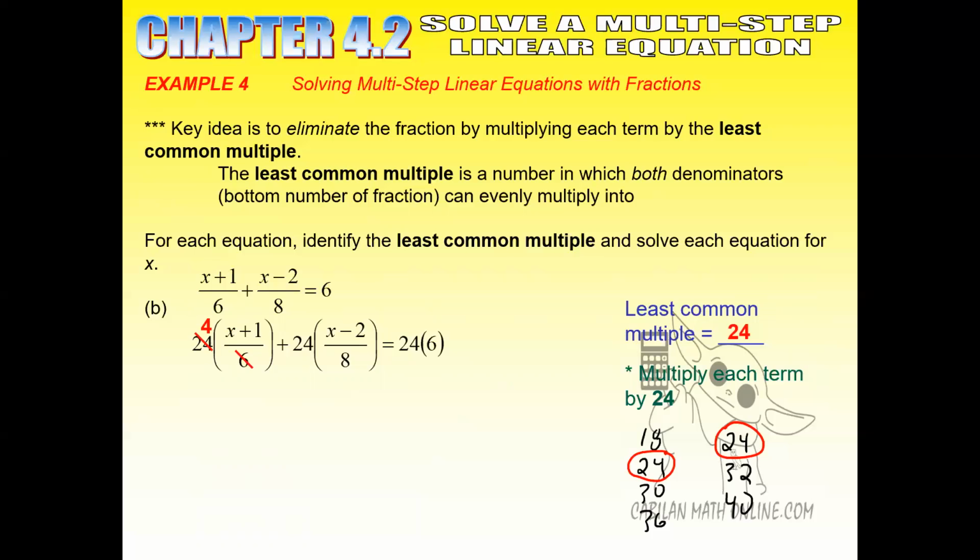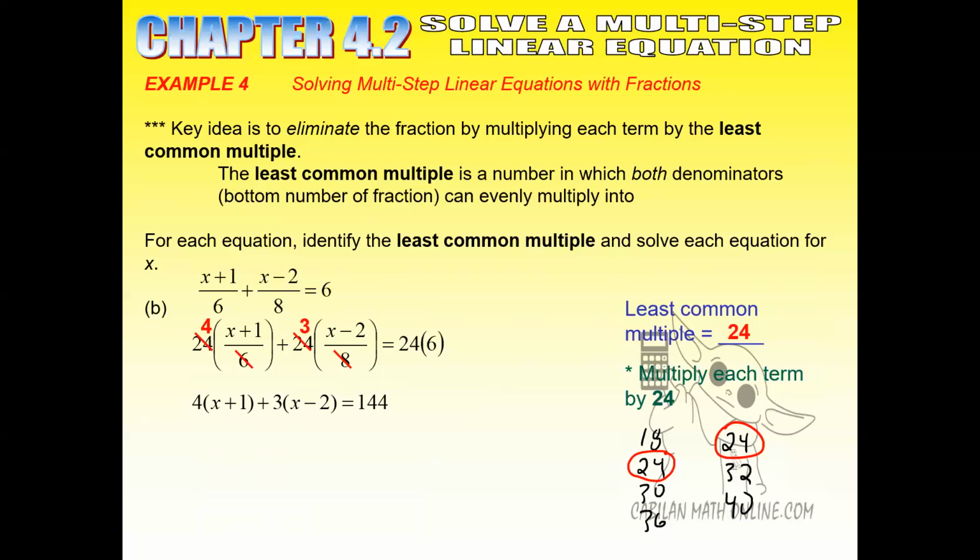When I multiply the 24 to the second fraction, the 24 and the 8 cancel out, and the number that goes in front is 24 divided by 8, which gives me 3. Then 24 times 6 gives me 144. Now that we got rid of the fractions, the next thing we want to do is get rid of the brackets by doing the distributive property.